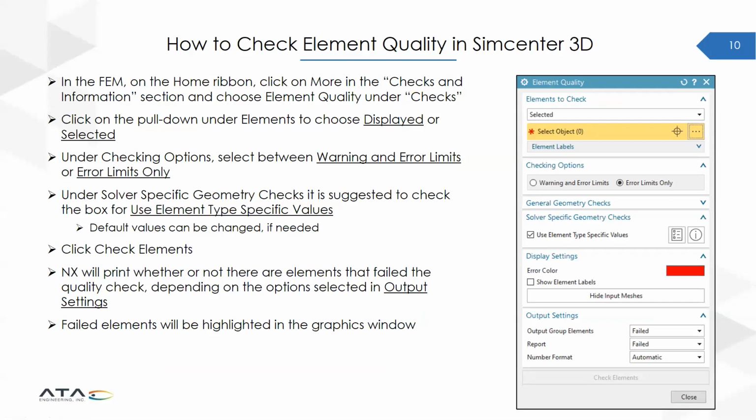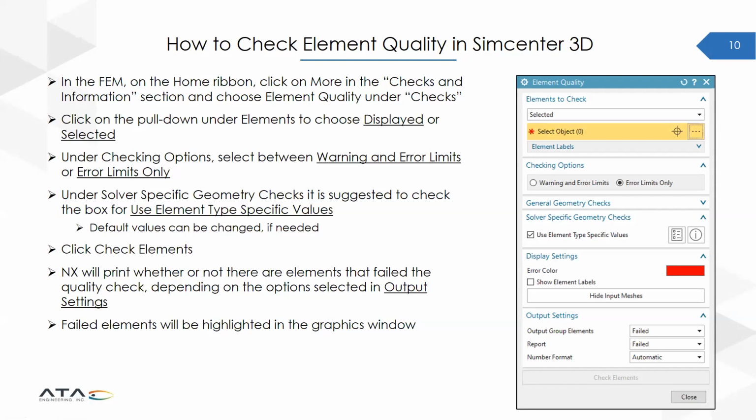Okay, so how do we check element quality in Simcenter 3D? In your finite element model, on the home ribbon, you can click on More in the checks and information section and then choose Element Quality under Checks, and this will pull up the dialog box you see here on the right. You can click on the pull down menu under elements to choose displayed or selected.